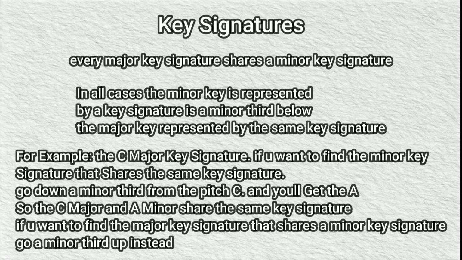So the C major key signature doesn't have any sharps or flats. To find the minor key signature that shares the C major key signature, go down a third from the pitch C, and you get an A. So A minor and C major share the same key signature. F major has 1 flat in it. Go down a third and you'll get the pitch D. So F major and D minor share the same key signature. This situation is true for every major and minor scale. If you want to find the major from a minor scale, go a minor third up instead.